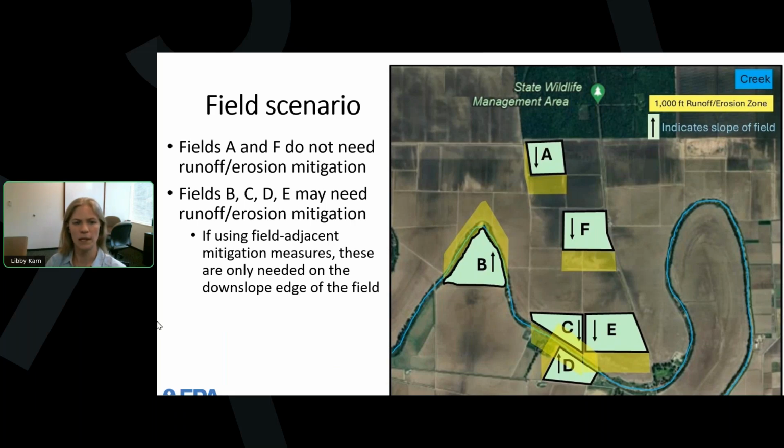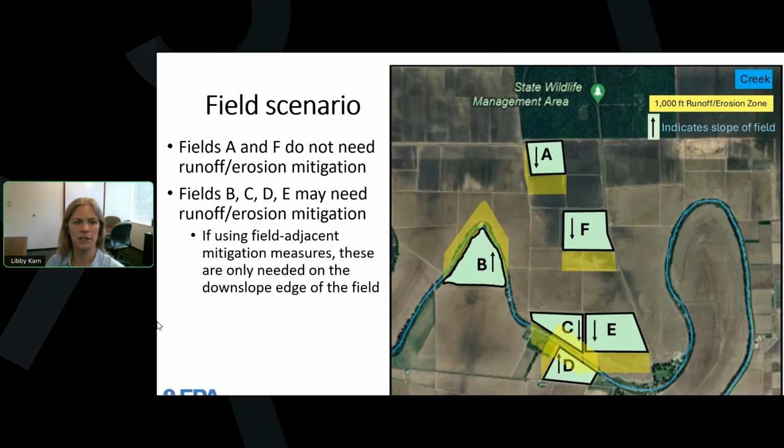I'll note here that if a pesticide user is using a field-adjacent mitigation measure, like a vegetative filter strip, these would only be needed on the downslope edge of the field, not around the entire perimeter of the field. Later on in this presentation, we'll consider which fields in this scenario may need pesticide spray drift mitigation.